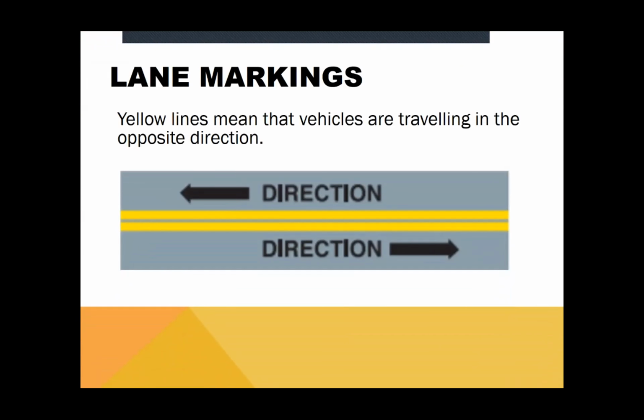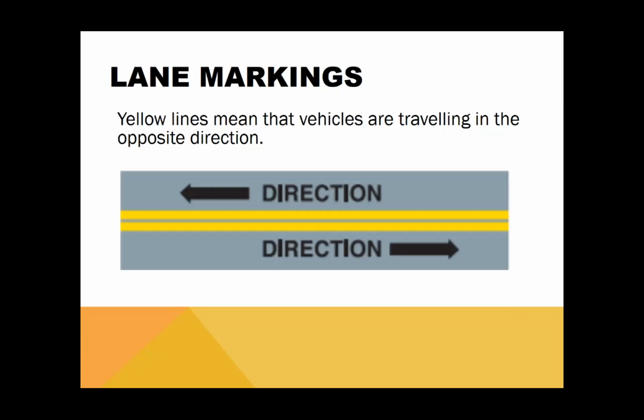Okay, on to lane markings. We talked a lot about all the different signs and different things that they mean. Now I'm going to talk about the pavement markings, things that you're going to see on the road. This image is what you'll see while you're driving on the road. You'll always see some lines painted on the road.